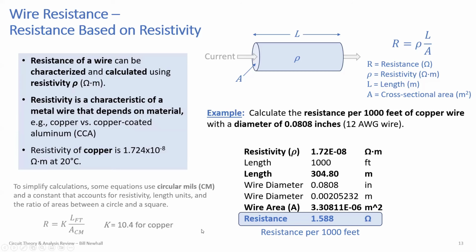You will see, especially in the table of wire gauges I'll show you, that some equations use circular mils. That's a constant that accounts for the resistivity and the length units, specifically the ratio of area between a square and a circle, to make life easier. So you'll see this sometimes. If you're given an area in circular mils and a length in feet, this is how you calculate the resistance of a wire given those parameters. I don't see that often, but you will see it in the table I show you next.